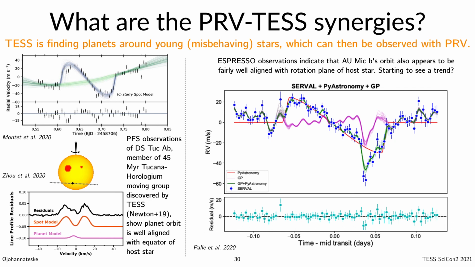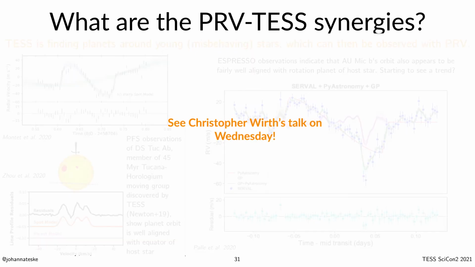and so maybe we're starting to see a trend that these young planets are usually well aligned with their stars. There have been a couple of examples of that, although older planets are not always that way. We have plenty of examples of where they're not aligned, so I think we'll hear more about this from Christopher Wirth's talk on Wednesday.